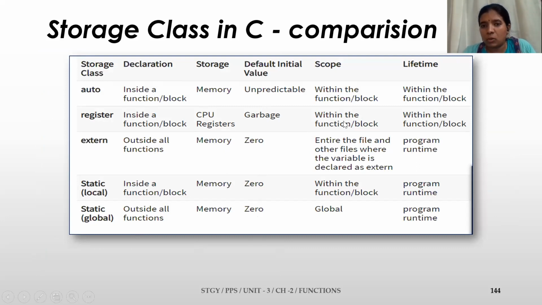Extern and static will have 0. Scope is within the block for auto and register, whereas static local is also within the block, whereas extern will have file scope and static global will have global scope. So this is about the lifetime. Lifetime is how long it is accessible. That's what the lifetime is.